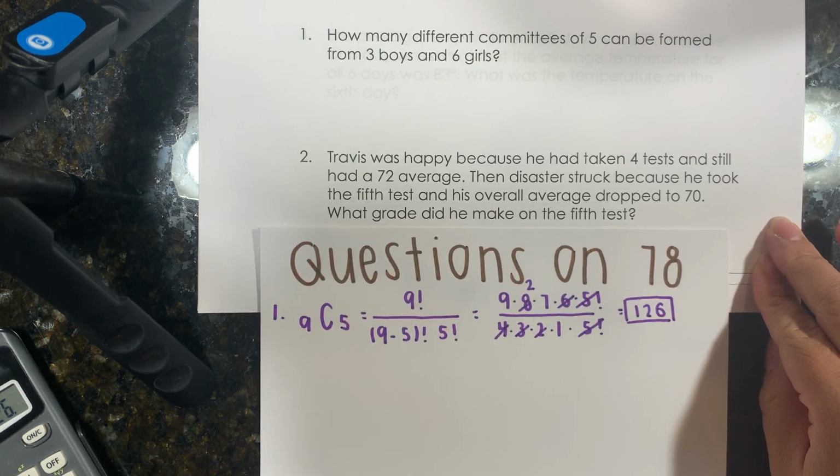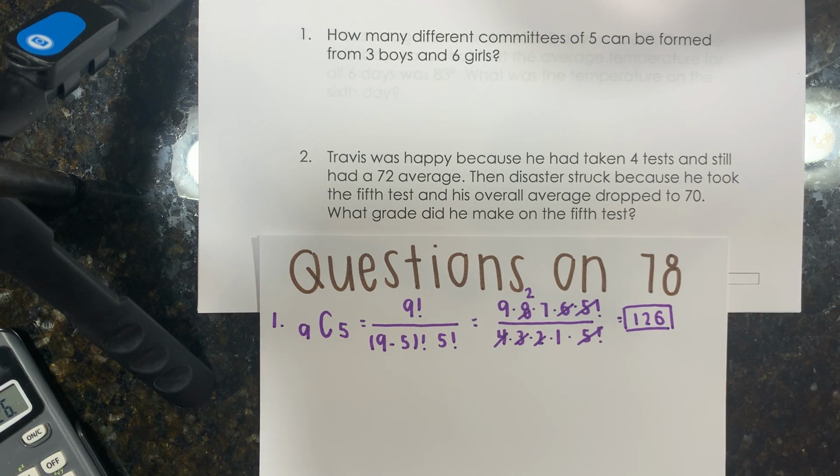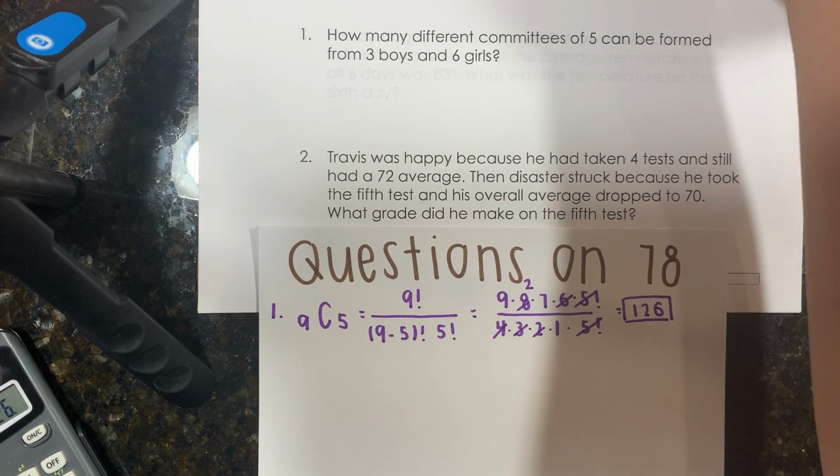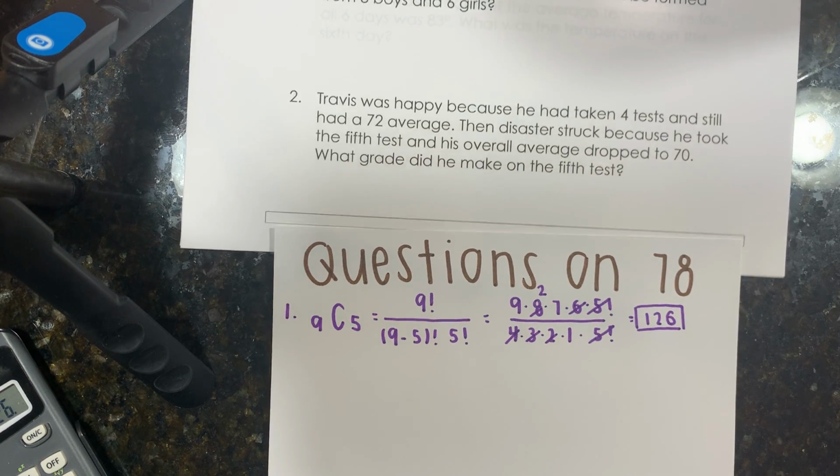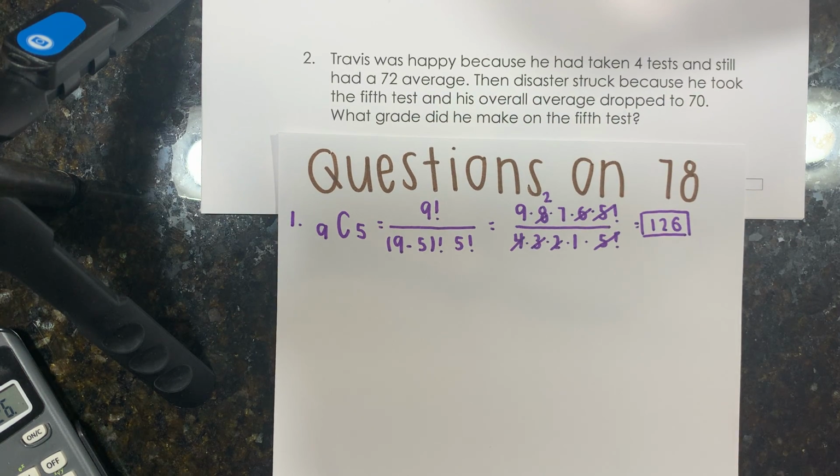Now we're going to be looking at number 2. It says Travis was happy because he had taken 4 tests and still had a 72 average. Then disaster struck because he took the 5th test and his overall average dropped to 70. What grade did he make on the 5th test?